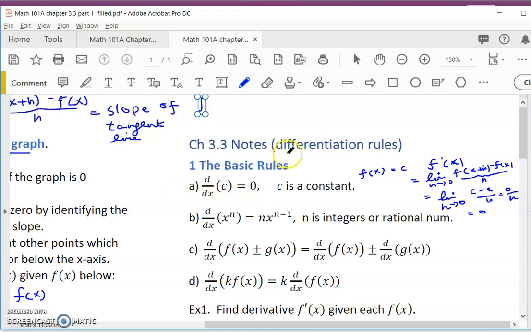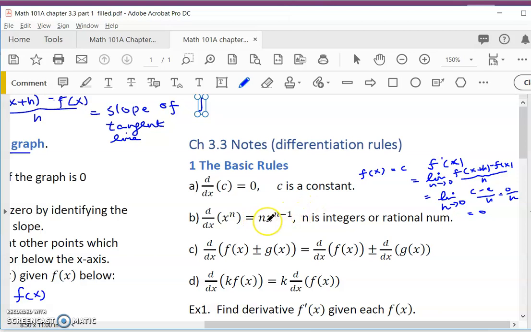d dx is a differentiation rule notation that lets us write the derivative function right away. In the same token, we have another rule, called the power rule. If your function is x to the power n, where n can be an integer or a rational number, meaning a fraction, then d dx of x to the n is n x to the n minus 1.